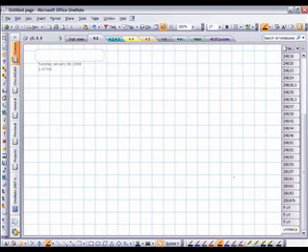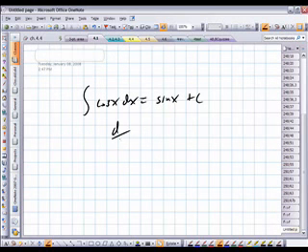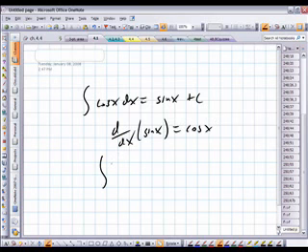Now, as far as antidifferentiating, it is just the opposite of differentiating. So the integral of cosine x dx is equal to sine x plus c, because the derivative with respect to x of sine x is equal to cosine x. Or you could say the integral of x cubed dx is equal to 1/4 x to the 4th plus c. Again, you're just using the opposite of the rules you would have learned in chapter 2 when you first learned differentiation.